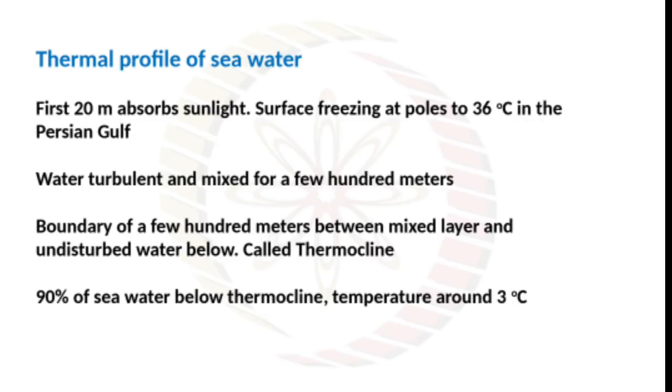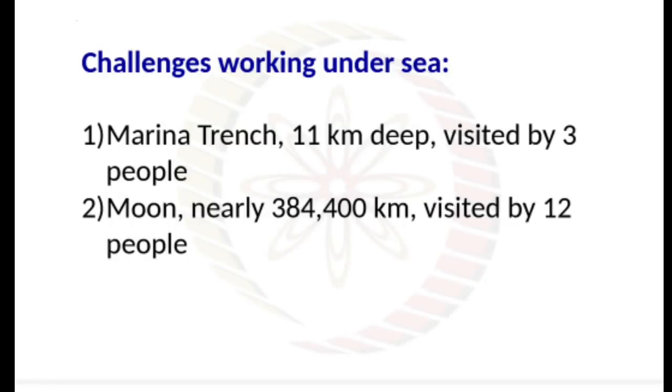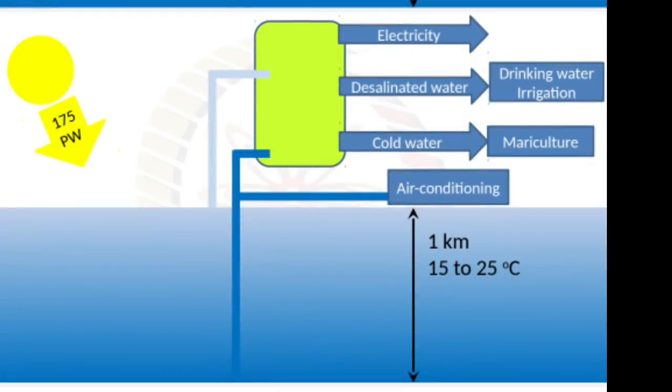that is very cold. Now there are some challenges working under the sea. The Mariana Trench, 11 km deep, has been visited by only 3 people ever. The Moon, nearly 384,400 km away, has been visited by 12 people. What is the difference? It is very hard to work under the sea in comparison to working in space. It is easier to work in space than in the water because the pressure under water is very high. Now we can directly use the cold water in the sea for air conditioning work.